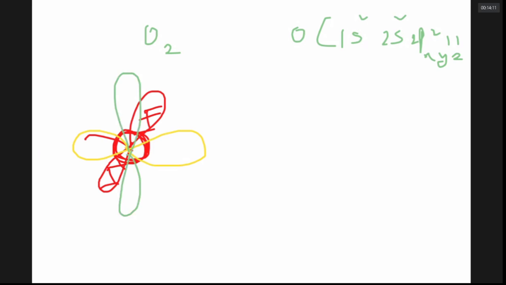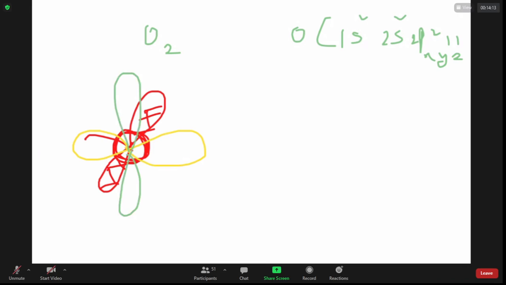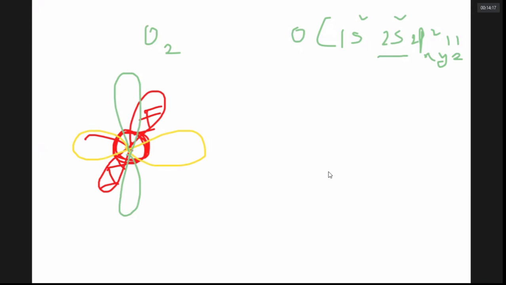Can we see it, sir? Oxygen I have written diagrammatically. 2s I gave red color, 2px2 I gave red color, py1 is in yellow color, pz1 is in green color. Are you seeing them clearly, sir? Yes, sir, seeing.